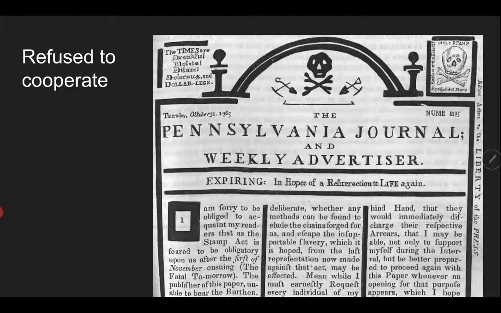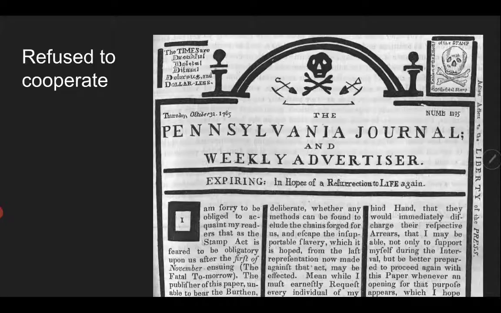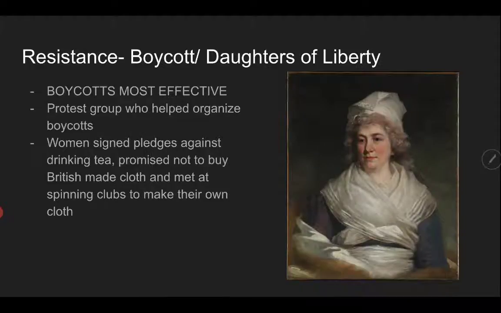So basically, this is that little part on the top. Every newspaper is supposed to have a stamp on it. Well, what are they going to do? They just refuse to cooperate. So they're like, this is where you should put the stamp. This skull and crossbones, right? This is what you can do with your stinking stamp. Go ahead, try to arrest me. We're not paying our tax. And so you start to see resistance in the form of refusal to cooperate.